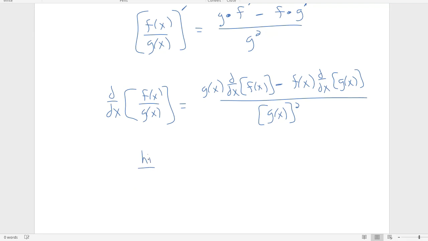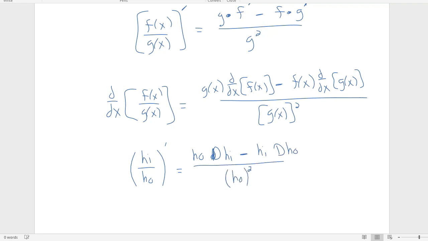So there's high, the top function, and there's ho, the low function. What I would do in that case is say bottom times the derivative of the top. I'd say ho d high. So d high means derivative of the top. So I got ho d high and then minus high d ho. So that means derivative of the bottom, all over the bottom squared.